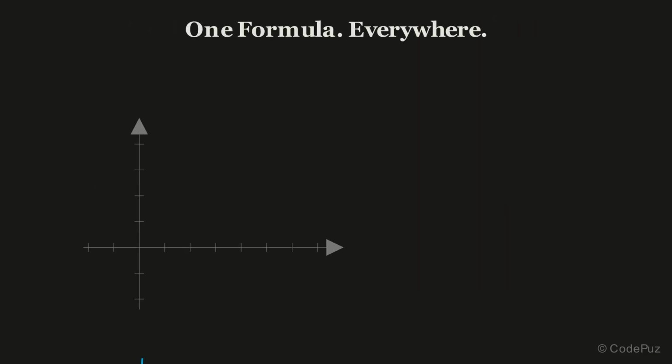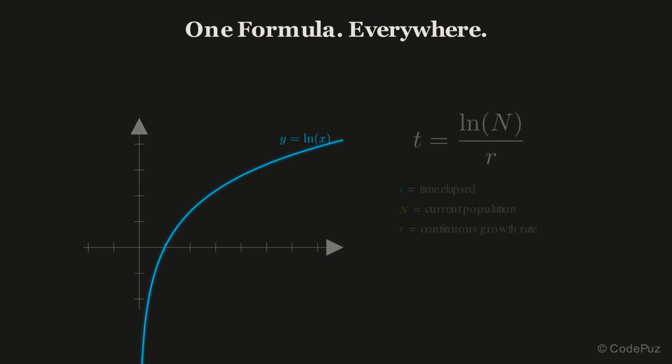We have seen the same curve appear 3 times now. In the compounding limit, in the bacteria dish, and in the epidemic. Each time, the setting was different. But the mathematics was identical, something growing at a rate proportional to its own size. And each time, the natural logarithm was the inverse. Given where you are now, tell me how long you have been growing.